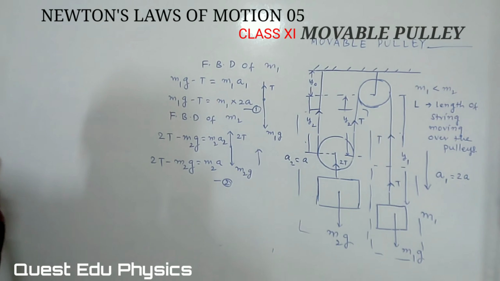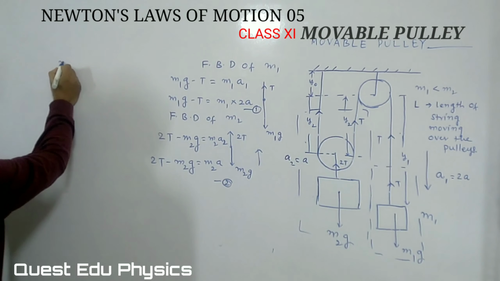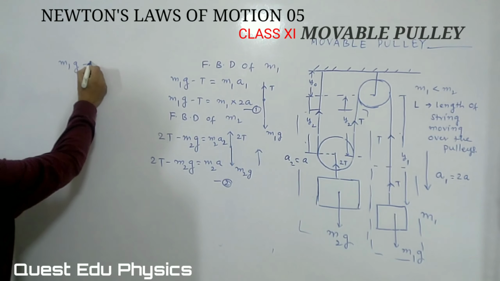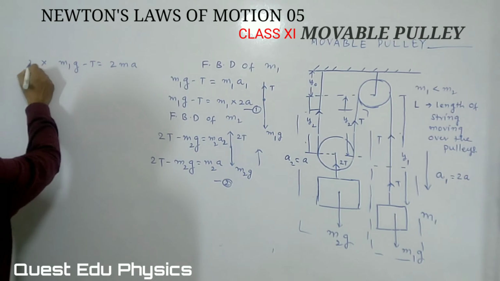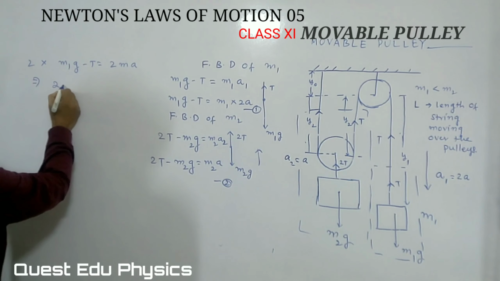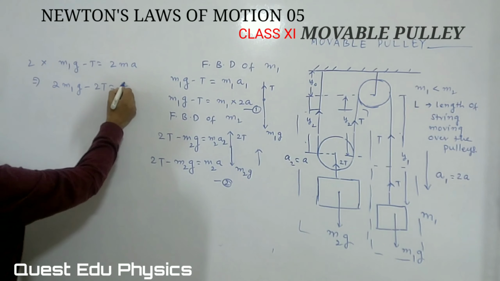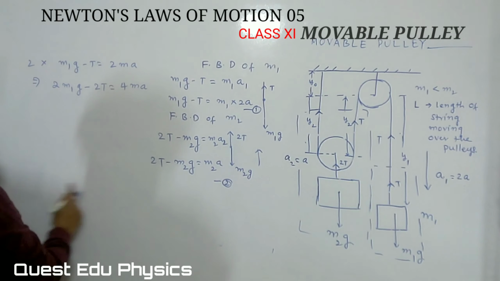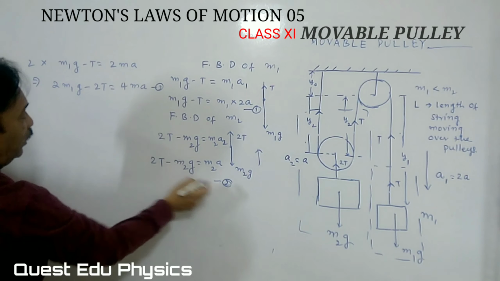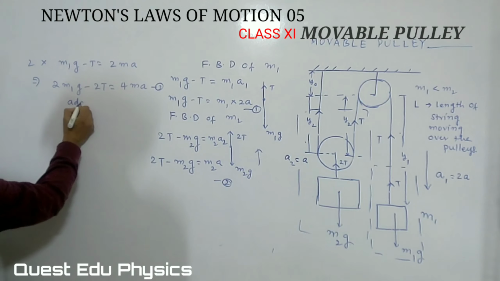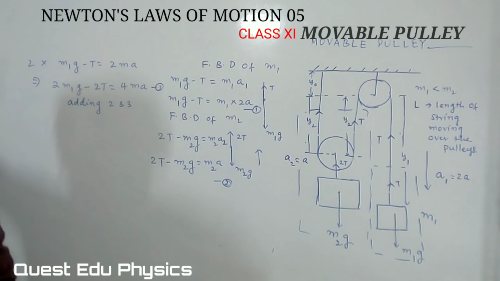Okay, students, we have to add these equations. It is M1G minus T is equal to 2M1A. Multiplying with 2, what do I get? 2M1G minus 2T is equal to 4M1A. And we have this equation. Say it as 3 and 2. Adding 2 and 3, what do we get?